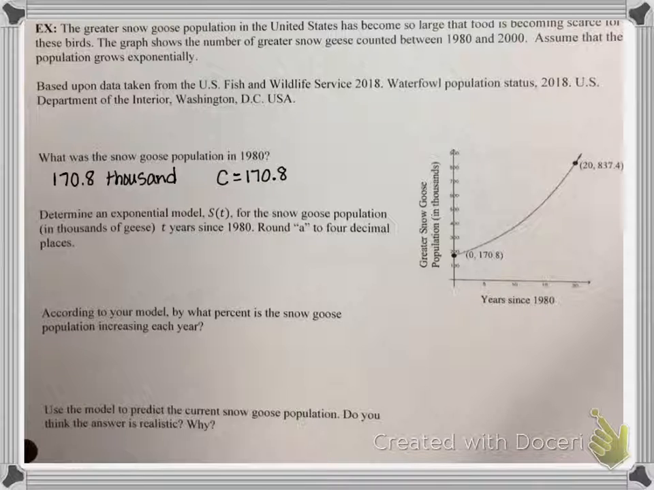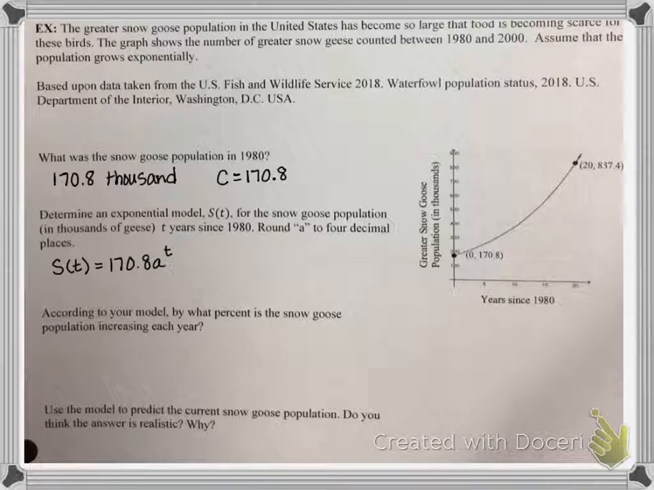So I can say S of t equals 170.8 times a to the t, just to put everything down that we know. But we can't calculate our percent rate of change the way we did yesterday, because the 2 points we have don't differ by 1. Remember we said that our percent rate assumes that we're only increasing our x value by 1.